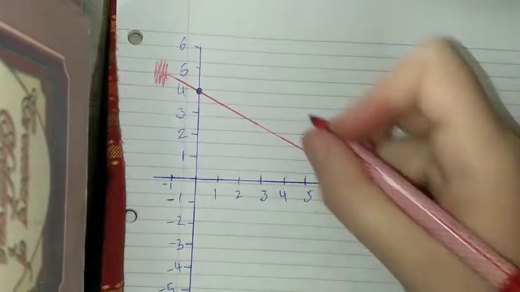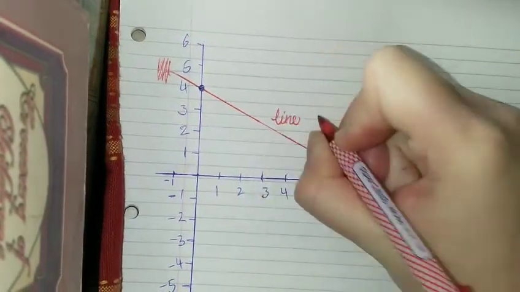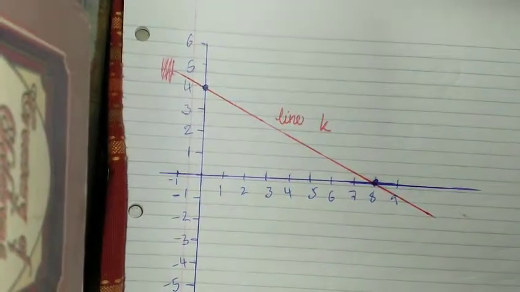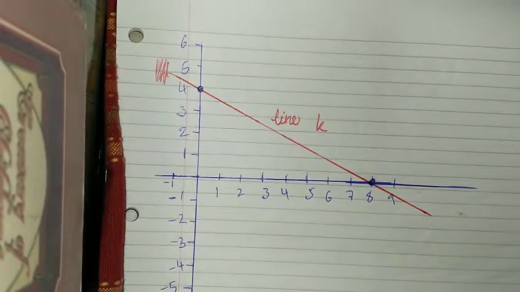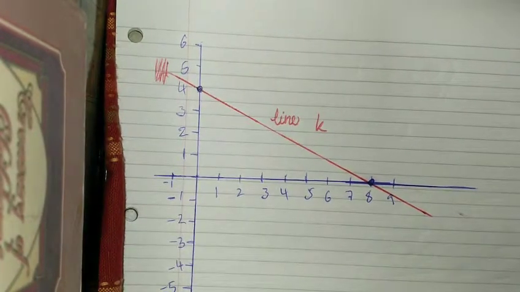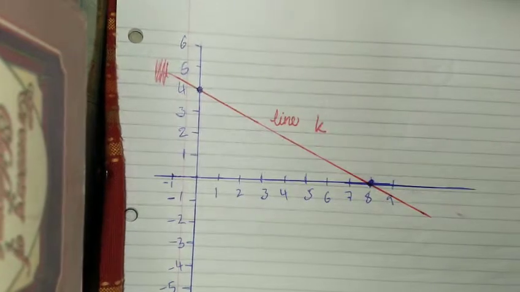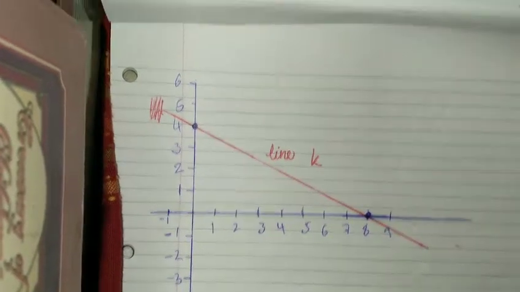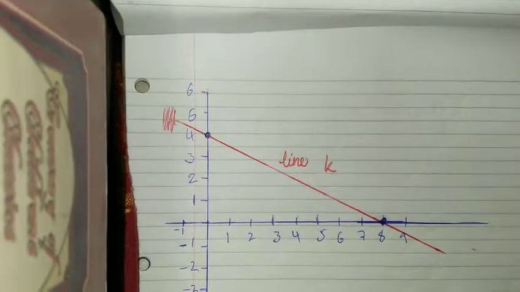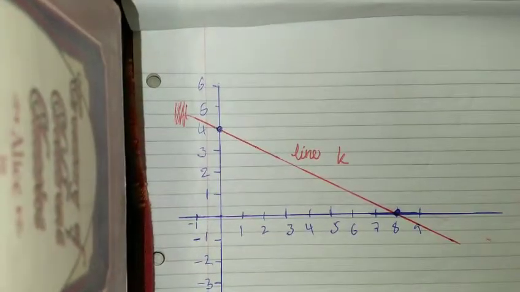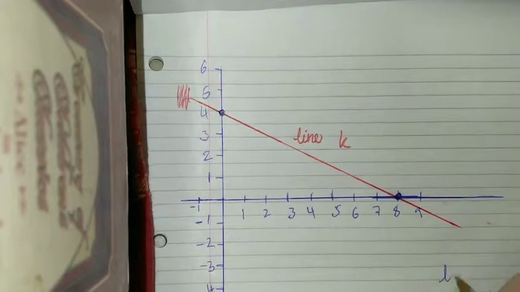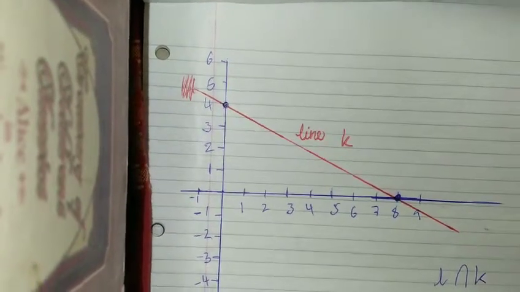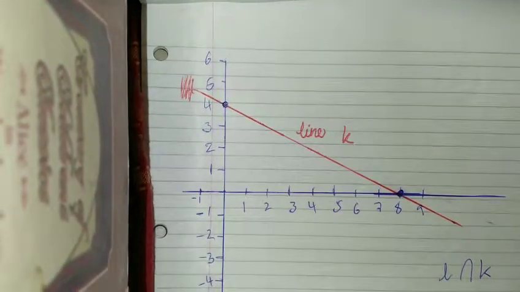So that was just a mistake for that. So this is the line K. I just got 2 points on my line, and then I join them together because it's a straight line. And use a graphic, numeric or algebraic method to find the coordinates of L intersection K. So I was shown L intersection K is the point where L and K meet.